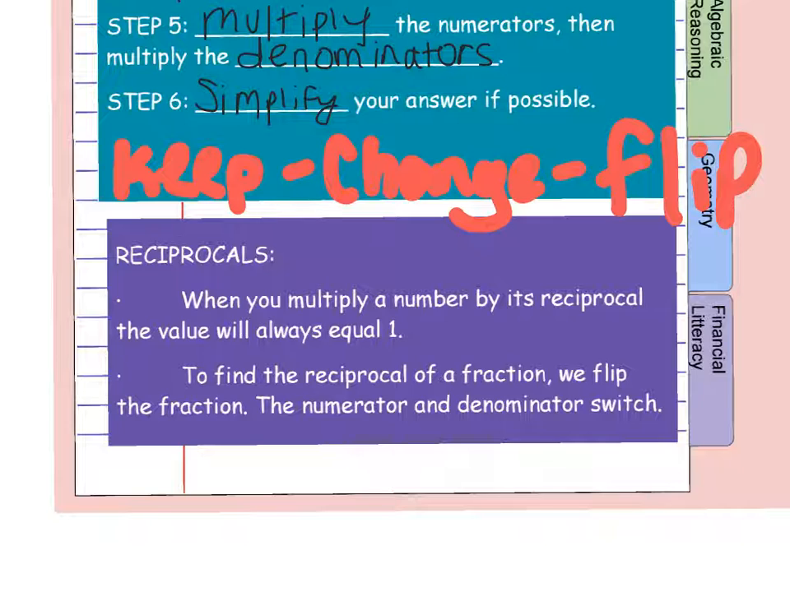All right. This is just a little note down here about the reciprocals. Okay, so remember we said that the reciprocal is when I flip the number over. So when I flip the number over, the numerator and the denominator are switching. If you multiply any number by its reciprocal, the value will always equal 1. So just some interesting things there for you. All right, we're going to move on to the next slide.